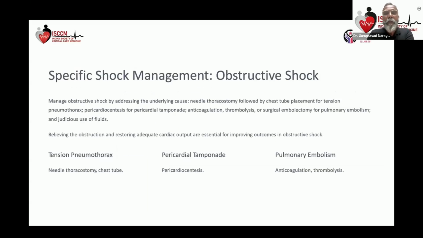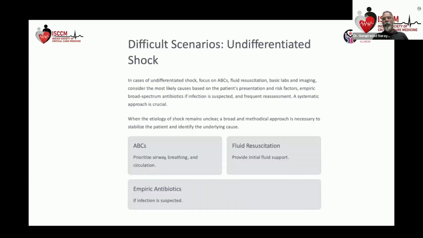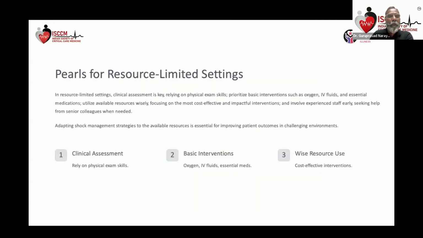So obstructive shock, again, depends on the cause. If it is tension pneumothorax, a needle thoracostomy as an initial step, and then a chest tube has to be inserted. Drain the pericardial effusion by pericardiocentesis for pericardial tamponade, and anticoagulation and thrombolysis for embolism. So if the shock is undifferentiated, manage ABC, fluid resuscitation, do an empiric antibiotic, and then do a methodical approach to find the cause of the shock.